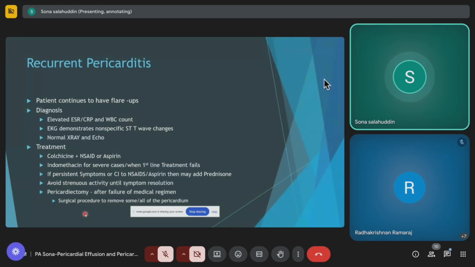And then again, recurrent pericarditis is when a patient continues to have flare-ups weeks after the initial treatment. An EKG demonstrates nonspecific ST-T wave changes. Echo and X-ray are usually normal. Treatment is, like I said, the colchicine and the NSAID, or indomethacin. And then if they're still having persistent symptoms, you can add prednisone. Avoid strenuous activity, and then pericardiectomy, which is a surgical procedure, and it removes some or all of the pericardium, and that's after failure of medical regimen.